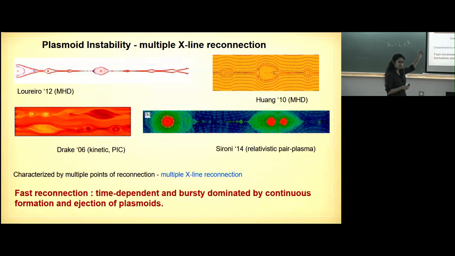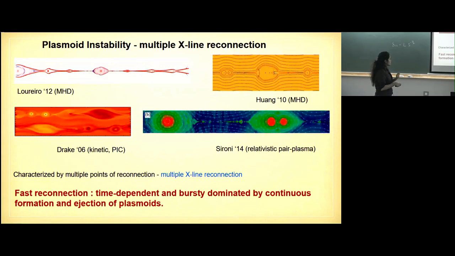So these plasmoids interact, they merge, they coalesce, then they exit the current sheet eventually. Typically these simulations are such that they keep going on continuously. There's a continuous formation of plasmoids and they eject and so on.